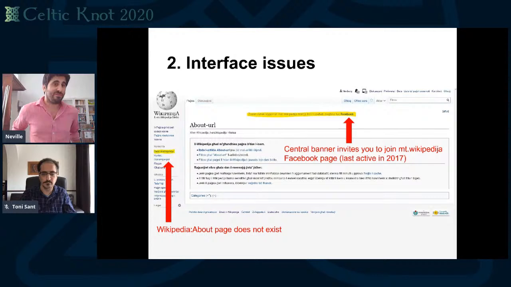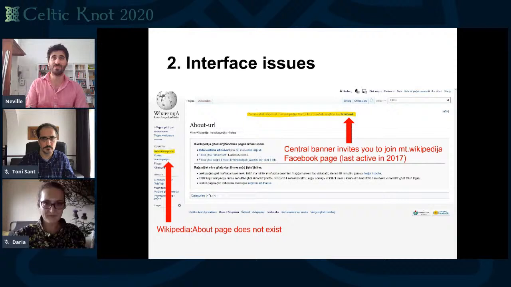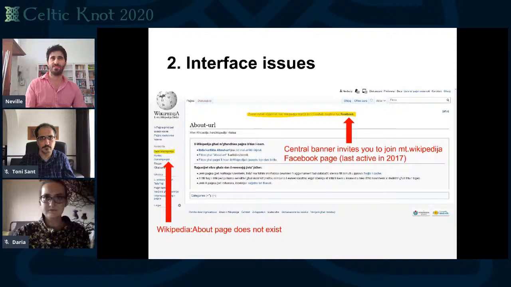If we look at the actual interface of Maltese language Wikipedia, again, there are many issues here, but some that we've highlighted include, for example, a central banner that invites you to join the Maltese language Wikipedia Facebook page. And once you click on that, you'll find that the last post on the Maltese language Wikipedia Facebook page was uploaded in 2017. So even the Facebook page itself is no longer being actually maintained. Aside from that, the about page does not actually exist. So if you're on the homepage and you click on about Wikipedia, you'll be met with an invitation to actually create this page, which I think sums up the lack of content quite nicely.